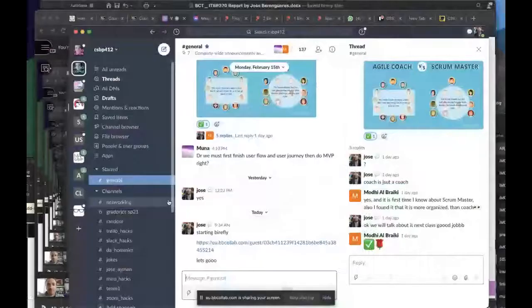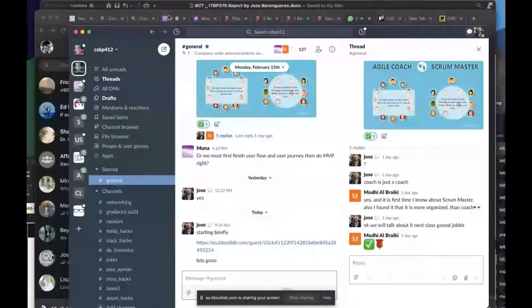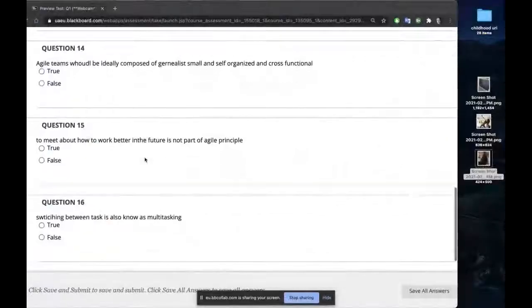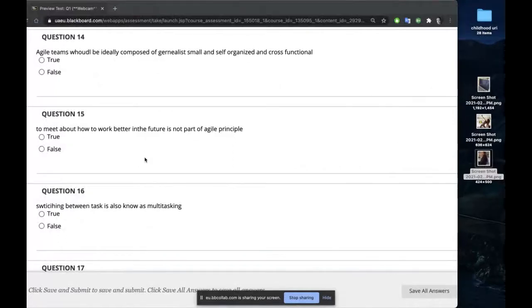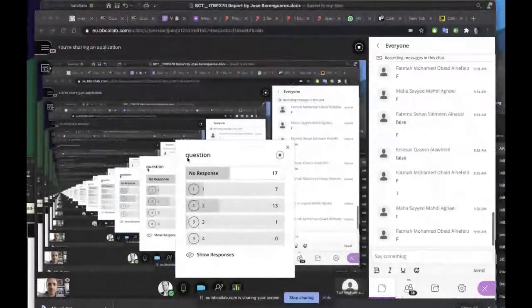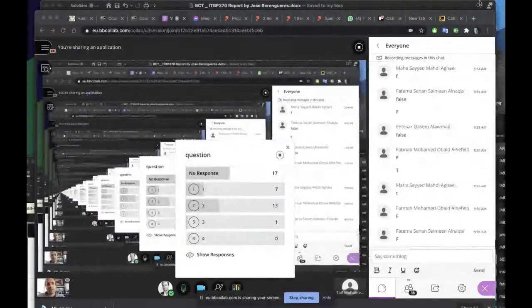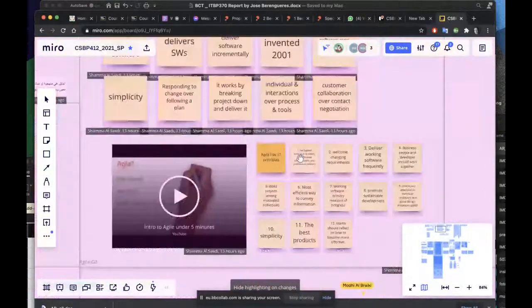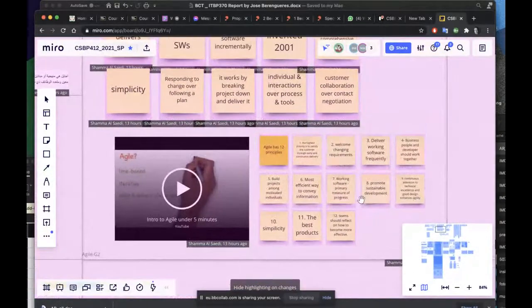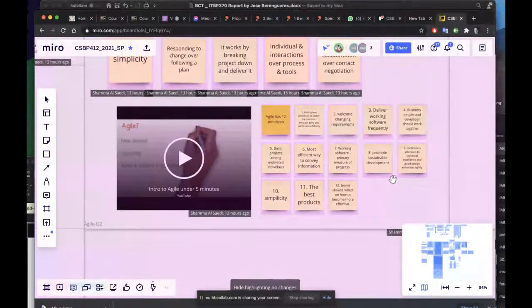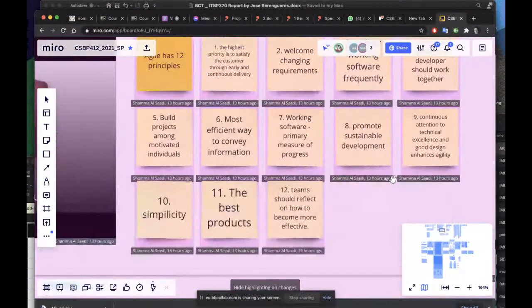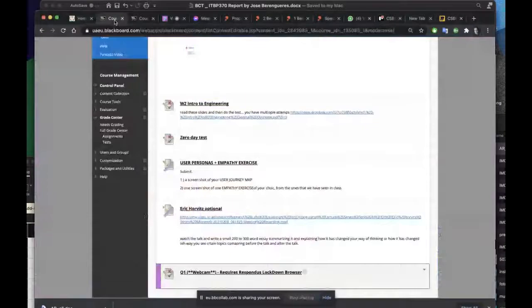True or false? True, very good. Meeting about how to work better in the future is not part of the Agile principles. True or false? It's false. It's part of it, right? One of the core principles of Agile values is that we always want to learn. Very good.